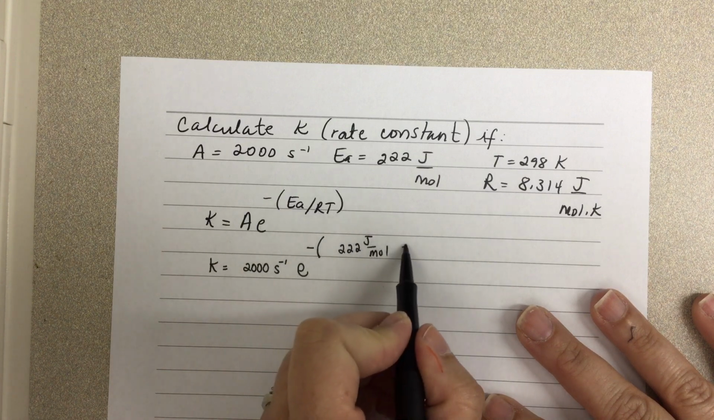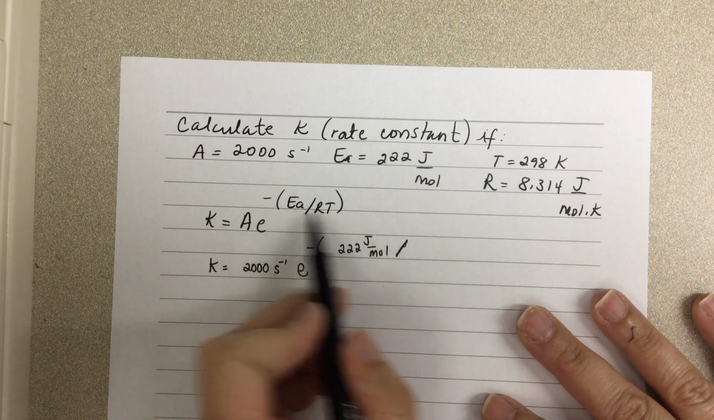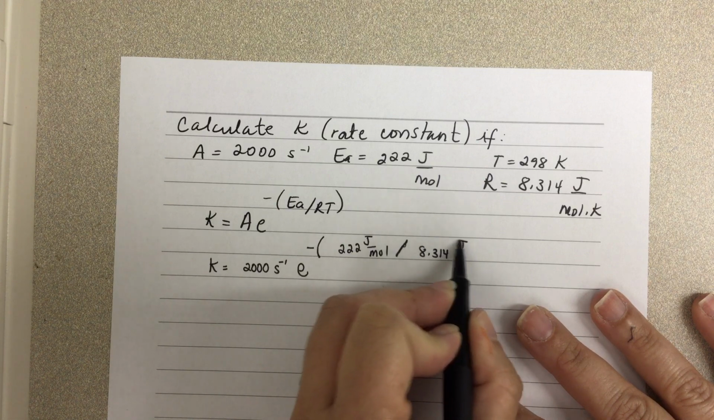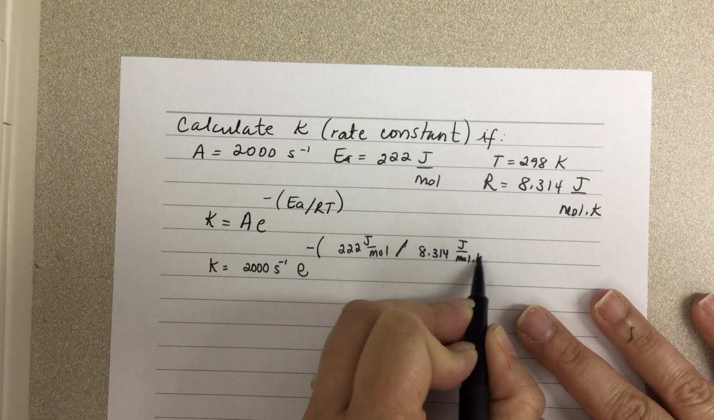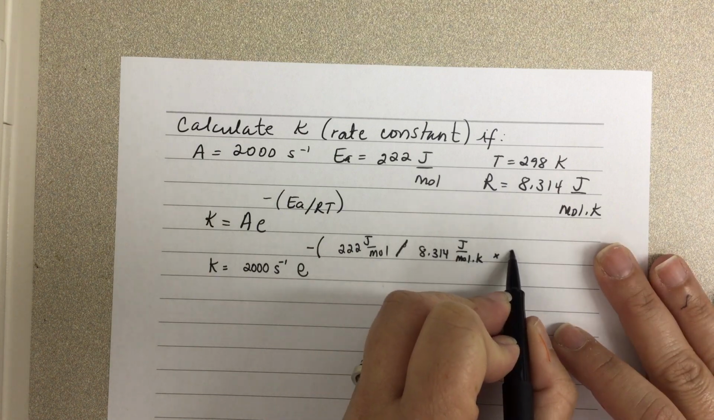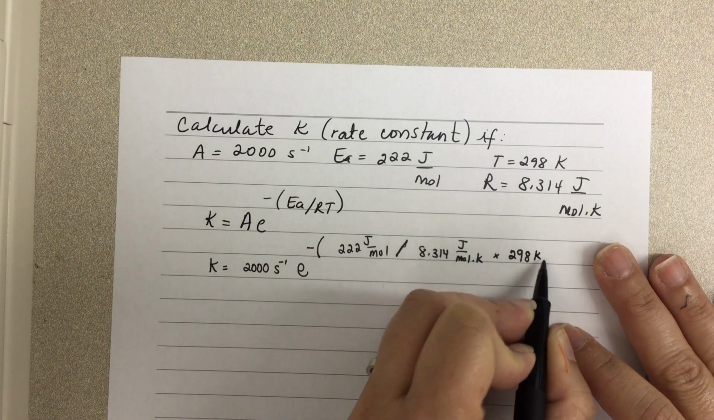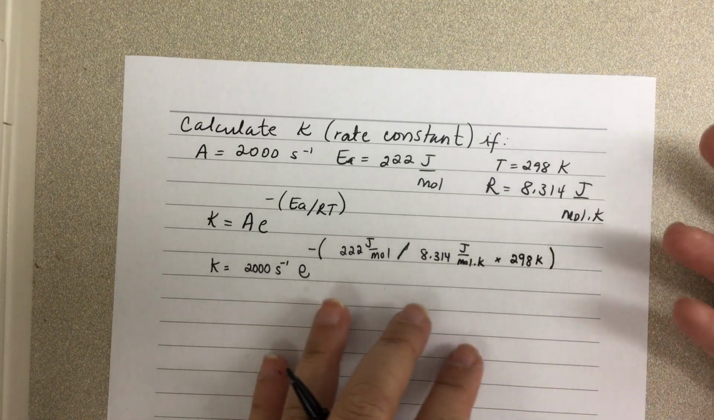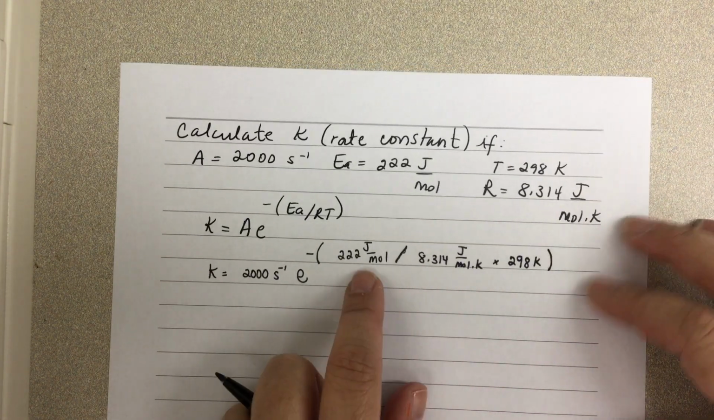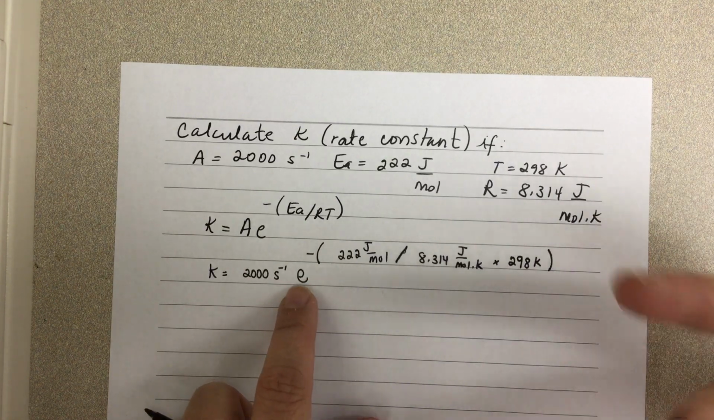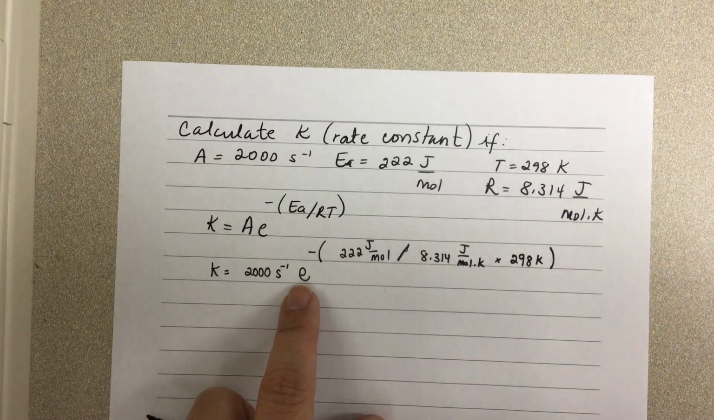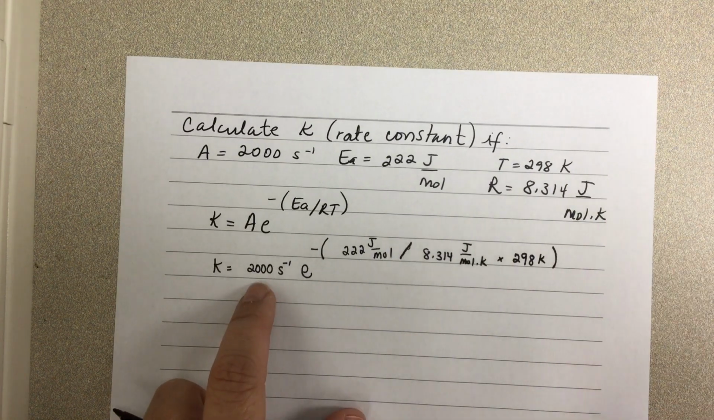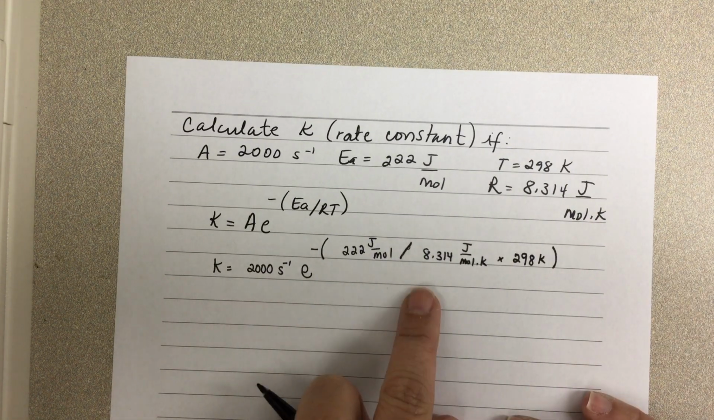Activation energy, and that's divided by the temperature, which is 298 kelvins. So depending on your calculator, you will have to do this in one step and then find the inverse function of your natural log, which is e, and then that number times the frequency factor.